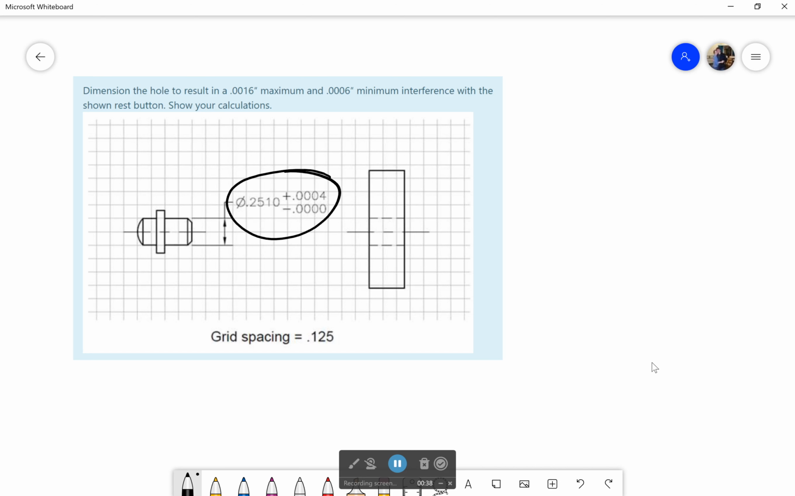And here is our rest button. So first off, let's find the limits of size for the rest button. So we have 0.2510 plus 0.0004. So that would be equal to 0.2514. And it can't be smaller than that, so its limits of size would be 0.2514 and 0.2510.